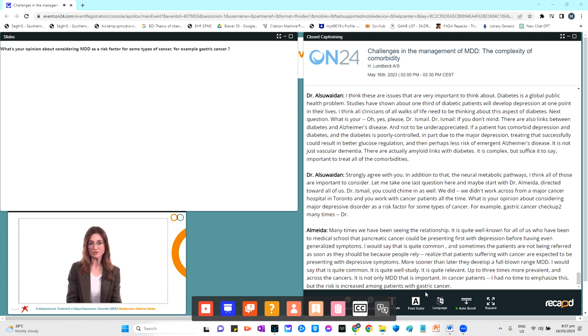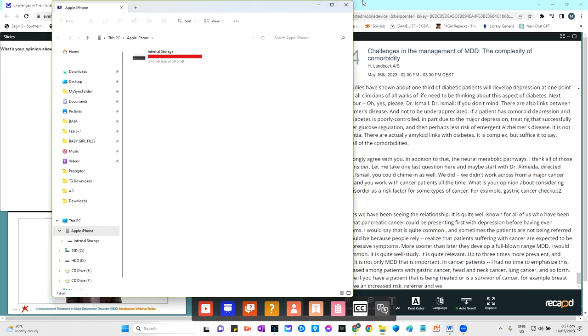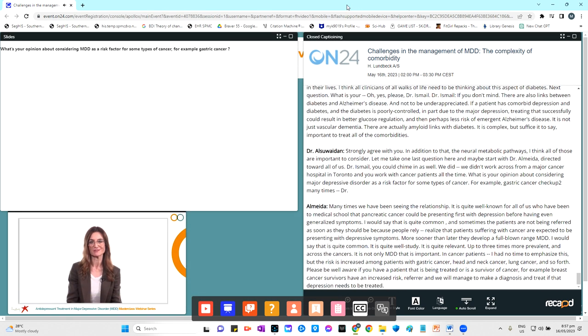So please be well aware, if you have a patient who's been treated or is a survivor of cancer, for example, prostate cancer survivors also have an increased risk. Please, if you are in doubt, refer, and we'll manage to make a differential diagnosis and treat if the depression needs to be treated.